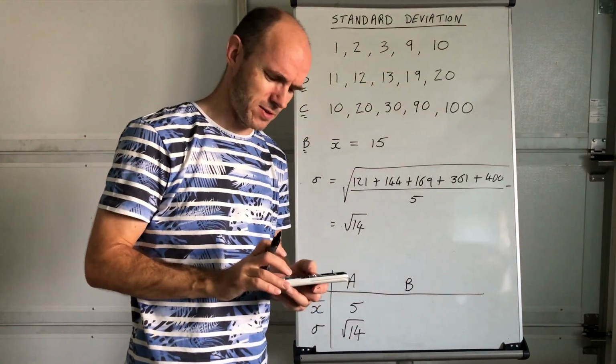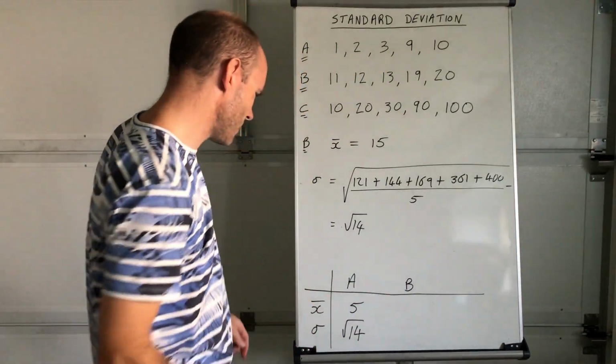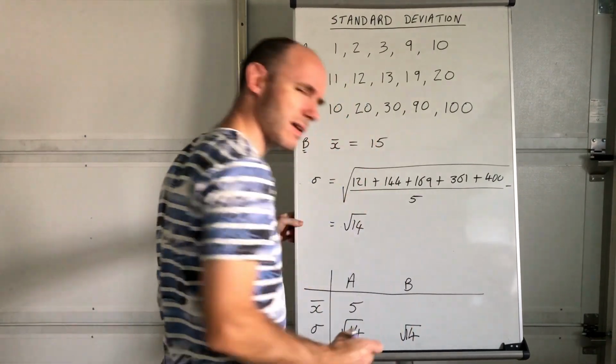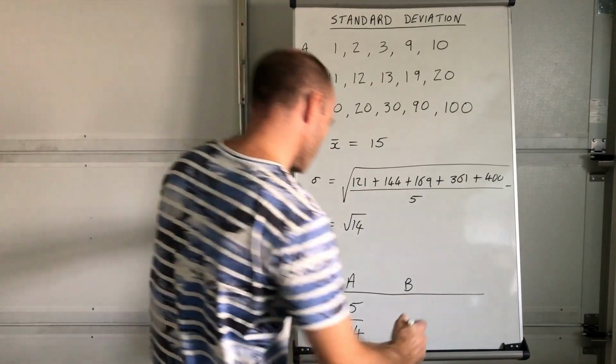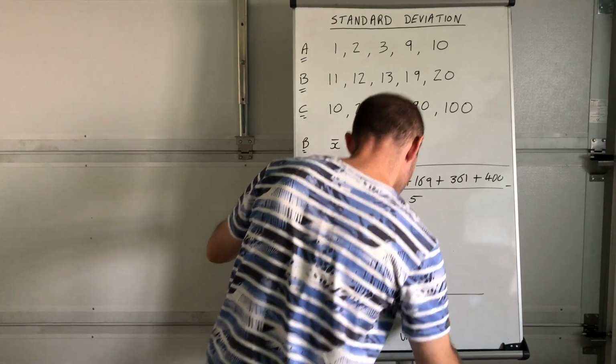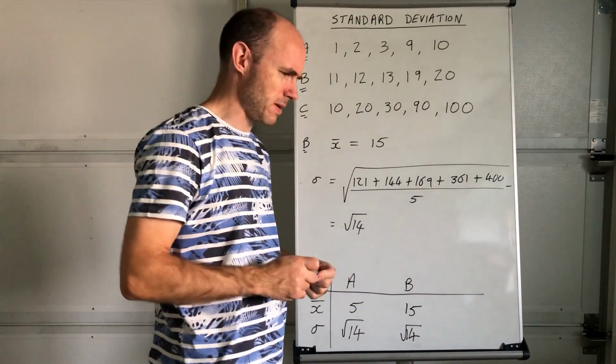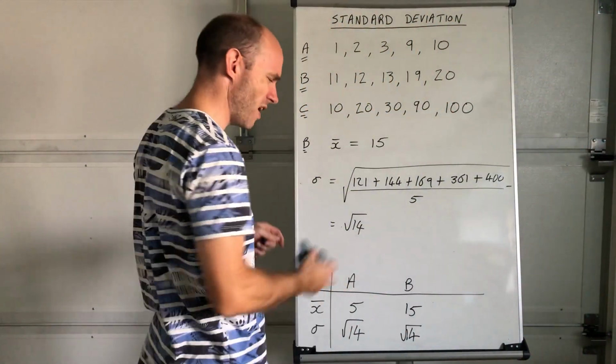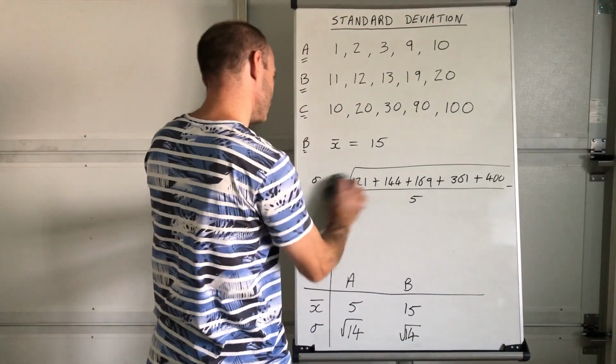Well, amazing, interesting. That means for data set B, we've got exactly the same standard deviation. Not the same mean, but the same standard deviation. How is that happening? Time for you to pause the video and just think it over. Why have we ended up with exactly the same standard deviation?